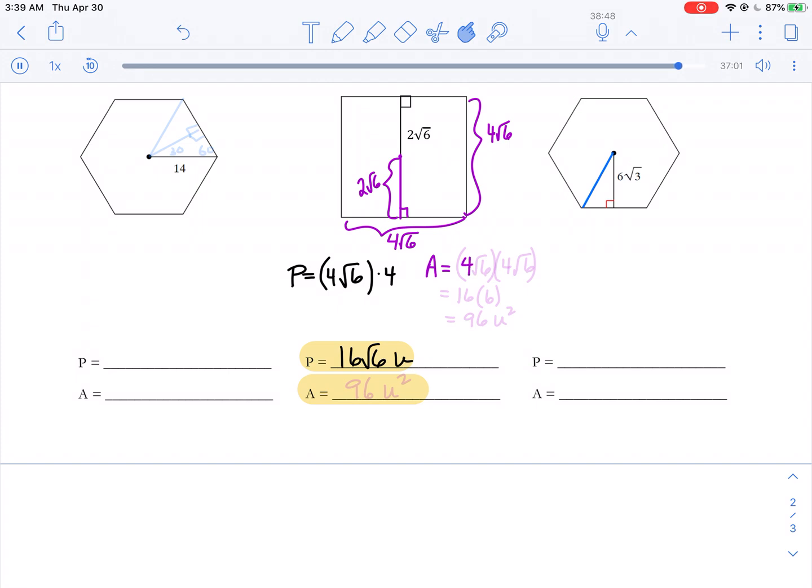Area is 4 root 6 times 4 root 6. Janae, how do you multiply that? 16 root 6. Oh, wait, no. 96. 16 times 6. Okay, so 96 units squared.